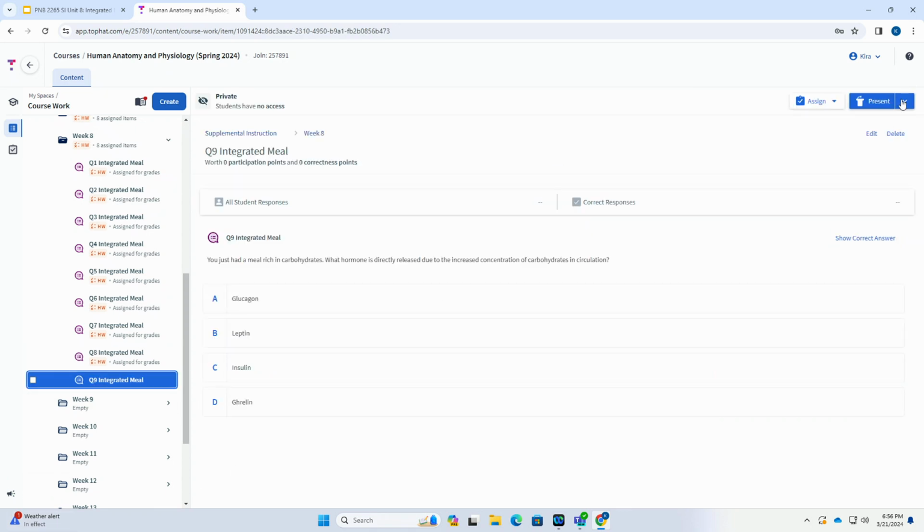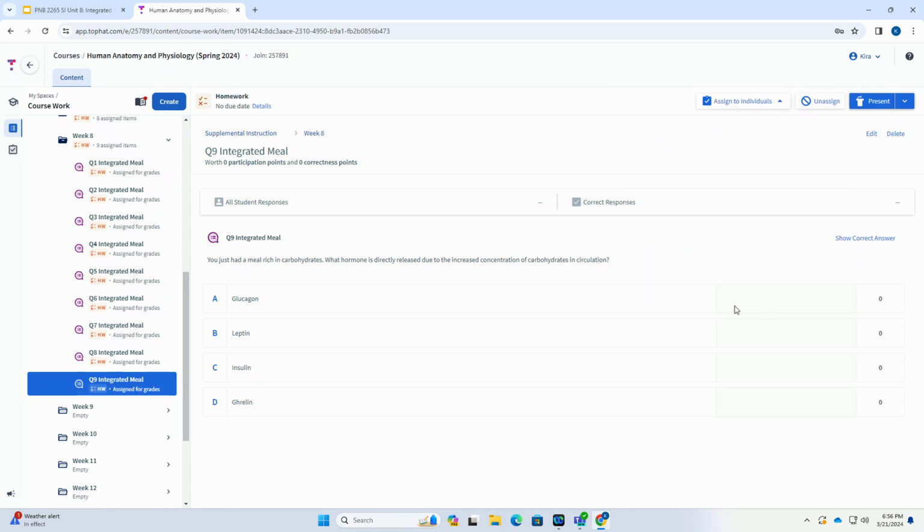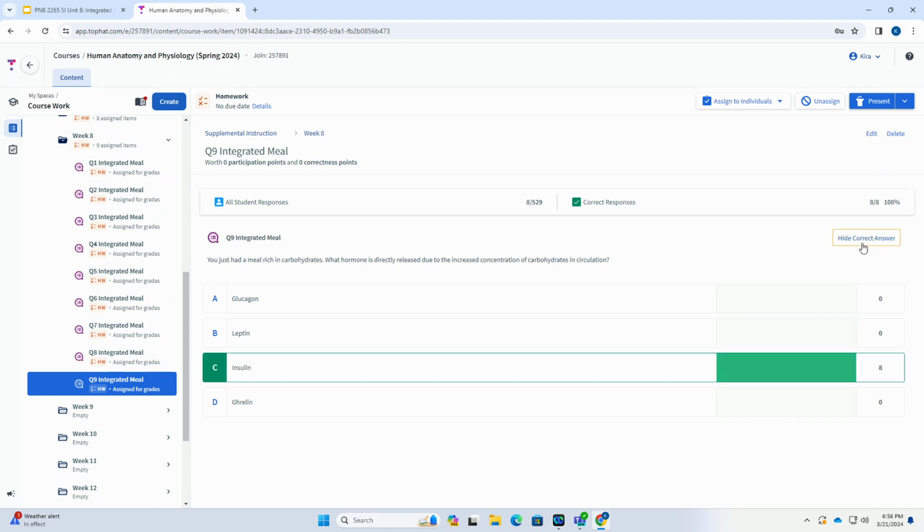And last one. You just had a meal rich in carbohydrates. What hormone is directly released due to an increased concentration of carbohydrates in circulation? Perfect. Insulin, and that's a good segue into metabolism next week.